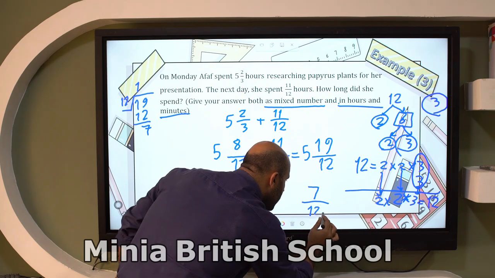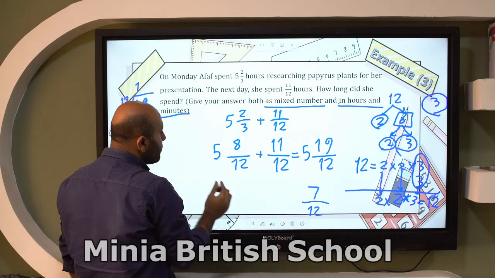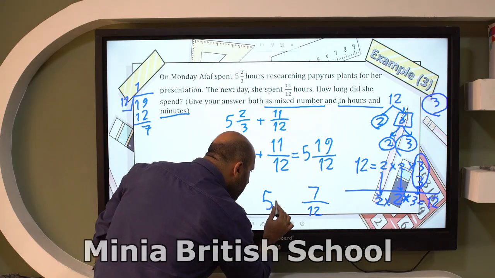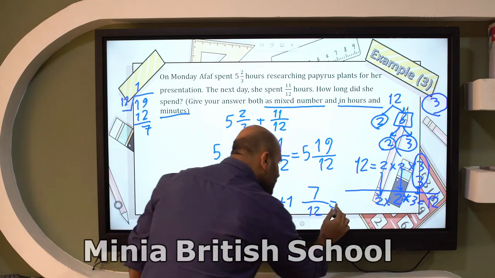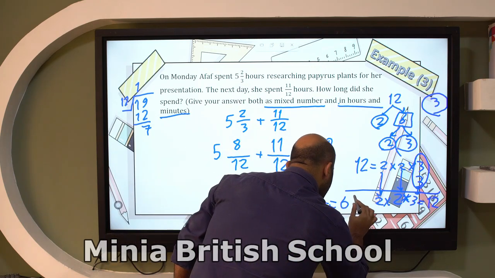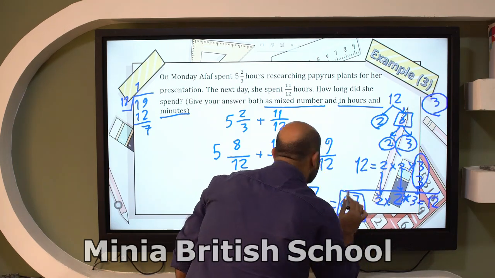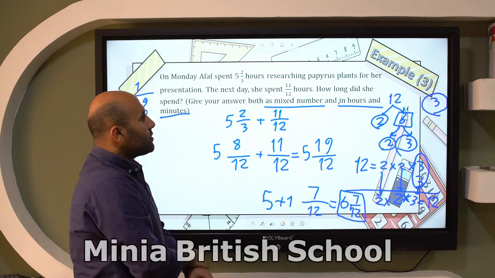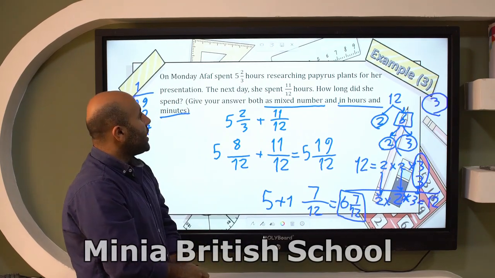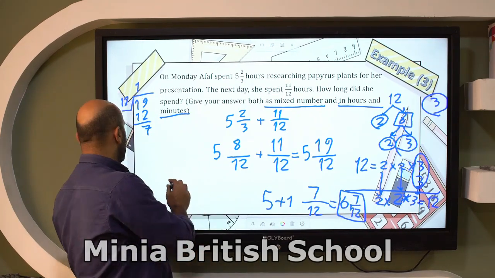Here is 12. Okay. And what about the whole number? It will be 5 plus 1. So that means 6 and 7 over 12 hours. This is the result as a mixed number, 6 and 7 over 12. But I want to convert it into hours and minutes, and that comes to the second part.